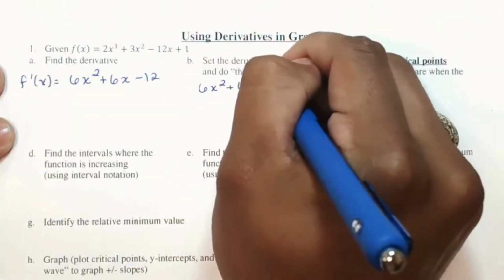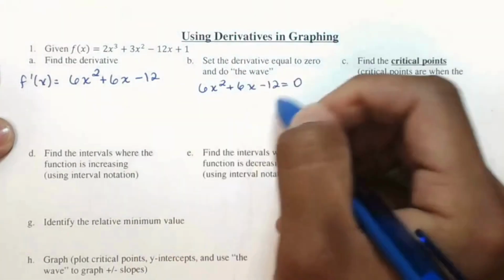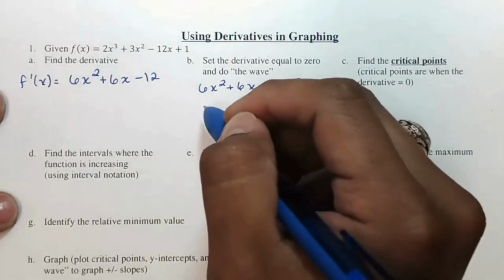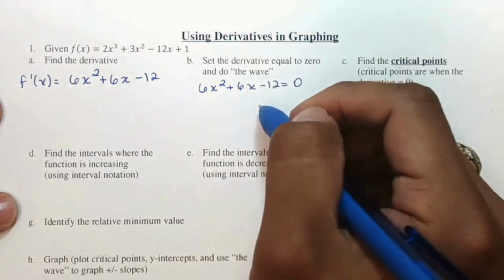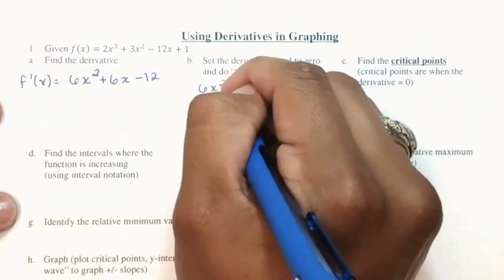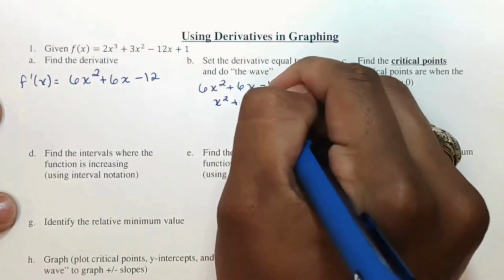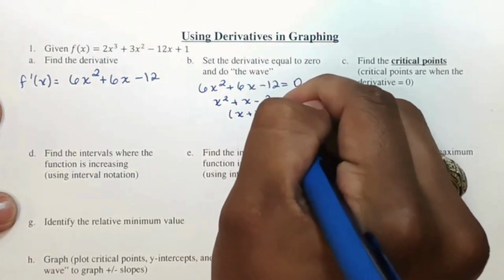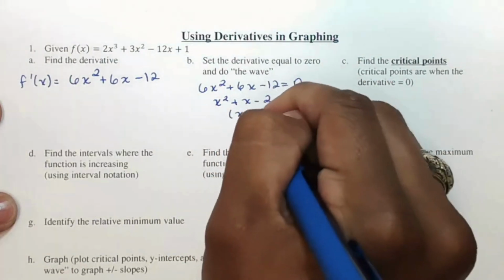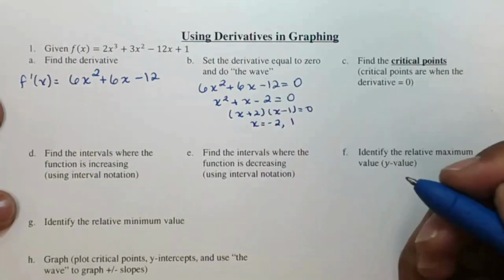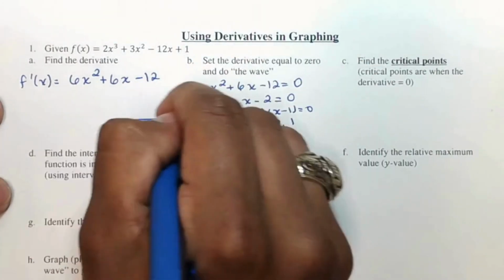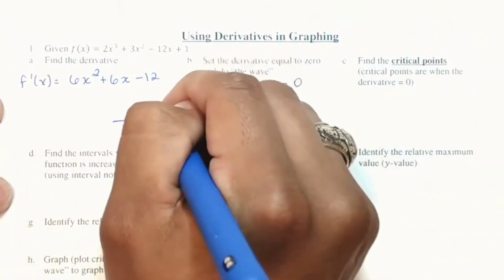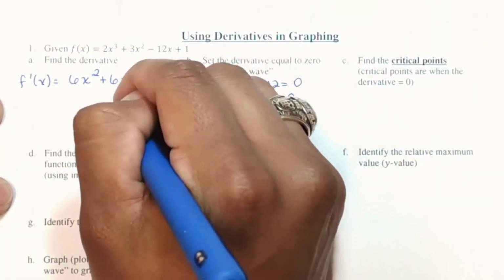My next step is to set that derivative equal to 0 and find some critical points. What I get from solving this, I'm going to put onto the wave, and we're going to find some information about it. In this problem, I could factor out a 6, or I can divide it all out and end up getting x squared plus x minus 2 equals 0. We can factor it to (x plus 2)(x minus 1) and find that my 2 points here are negative 2 and 1. So I'm going to put that on a wave: negative 2, 1, the leading coefficient is positive, so we go through each one of those.